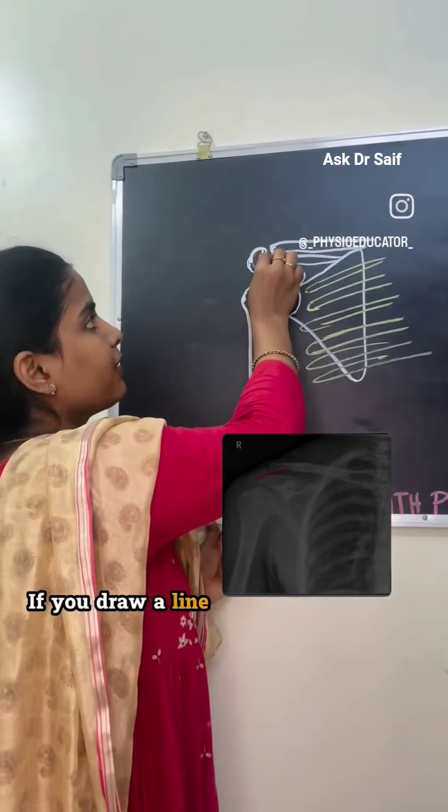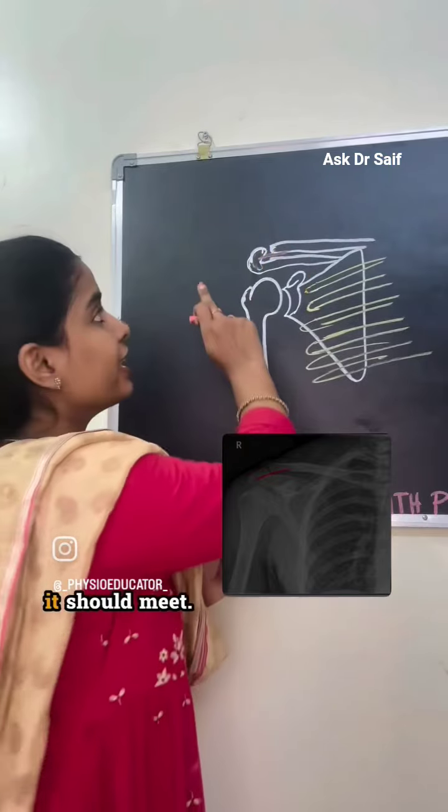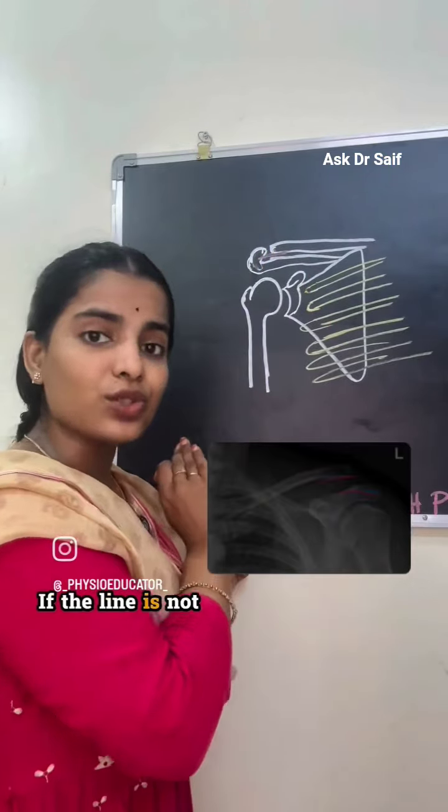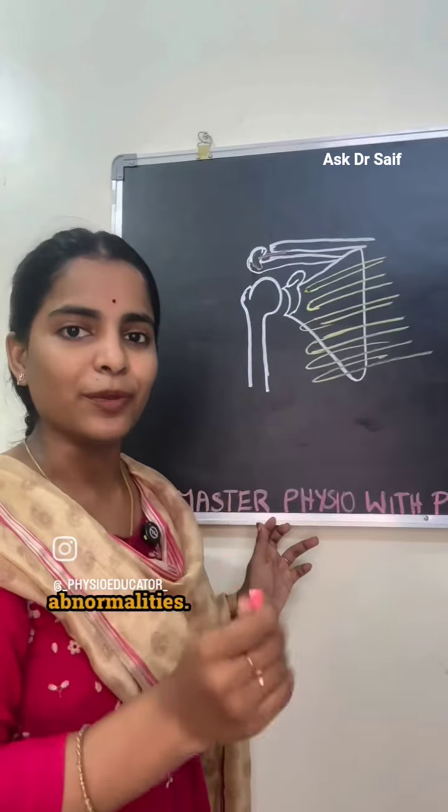If you draw a line from the inferior aspect of the acromion process to the lateral end of the clavicle, it should meet. If the line is not meeting, then it could be AC joint dislocation or AC joint abnormalities.